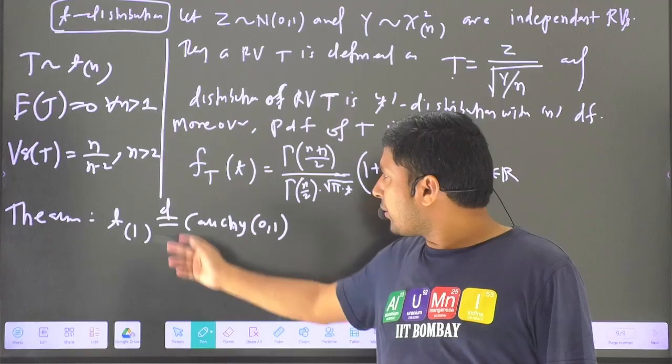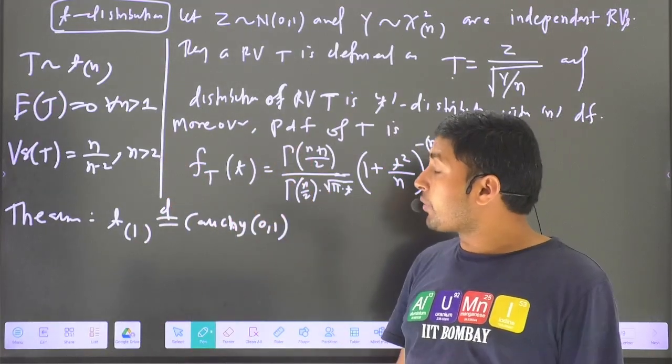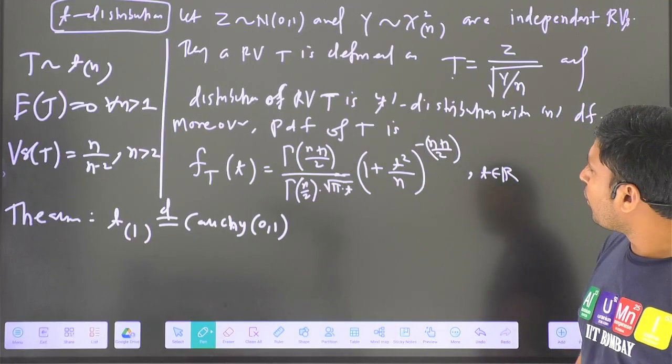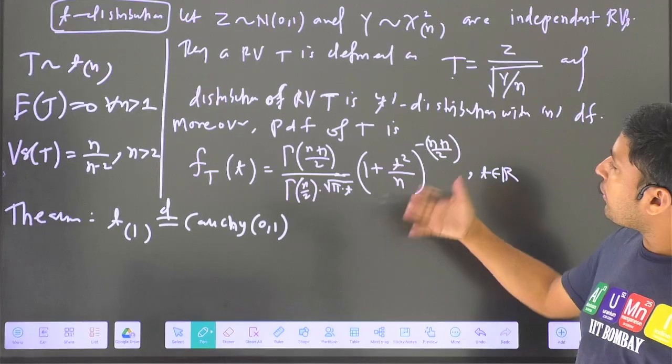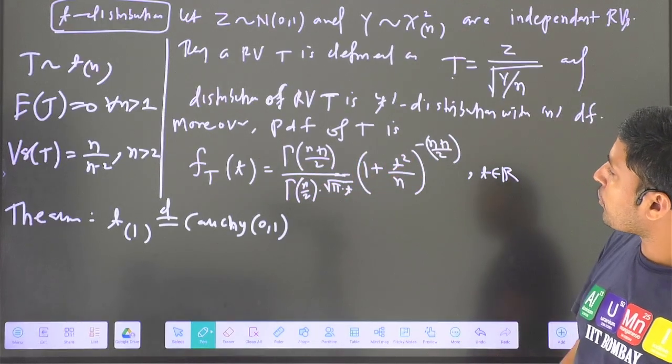So that's why for n equal to 1, the mean and variance will not exist. Even for n equal to 2, the variance will not exist. So this is the way we defined the t distribution, or we obtain the PDF of the t distribution.